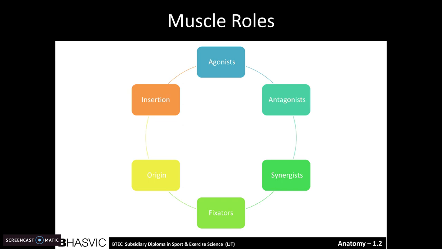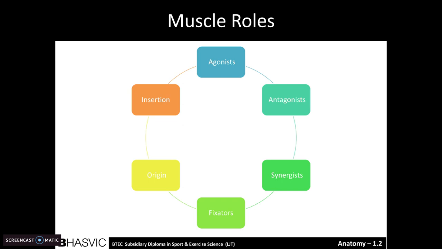Antagonist. An antagonist is a muscle that opposes the agonist. During the flexion of the elbow, the bicep is the agonist. The antagonist is the tricep muscle. Whilst the agonist contracts during movement, the antagonist relaxes.